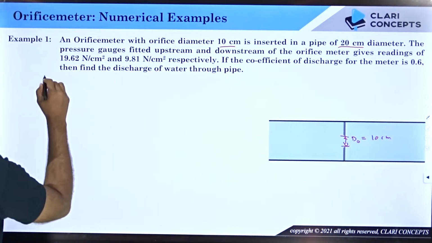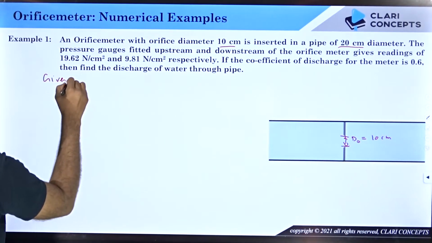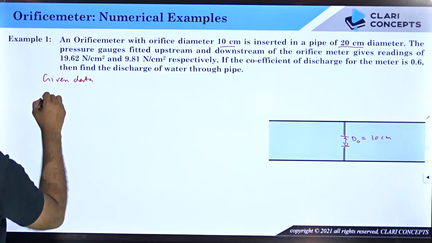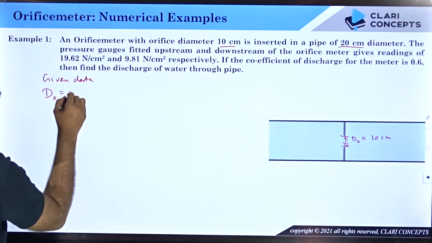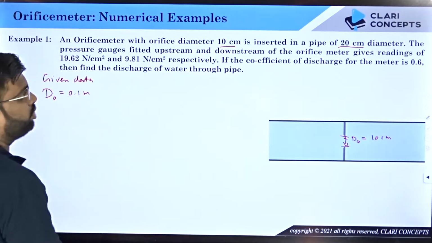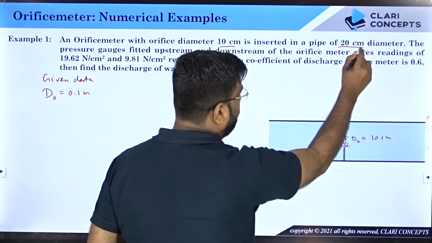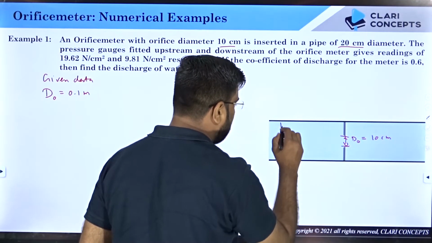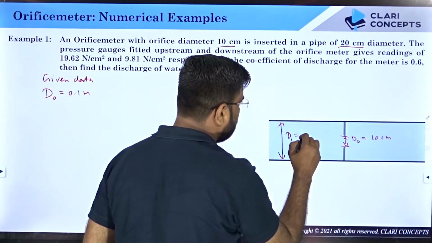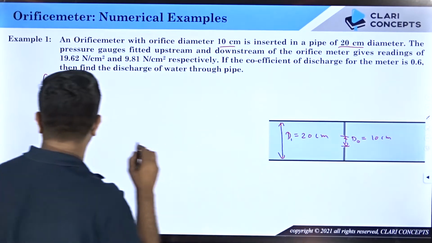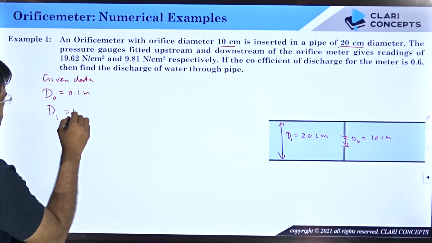So, I would say that given data, I have diameter DO as 0.1 meters because I will always use values in SI unit. Then the diameter of pipe is given to you as 20 centimeters. So this diameter of pipe D1 is 20 centimeter, which means D1 is 0.2 meters.